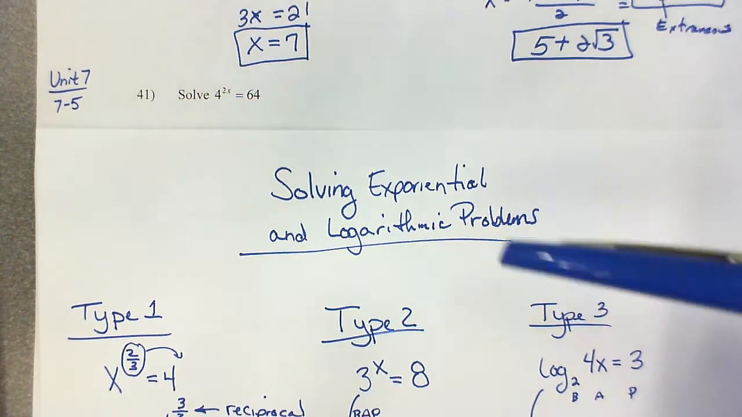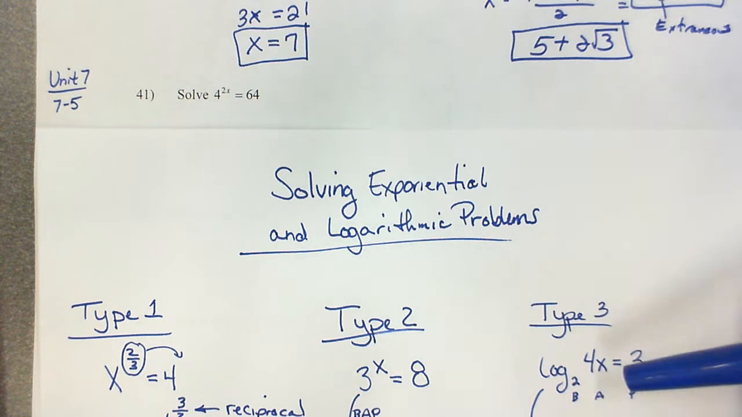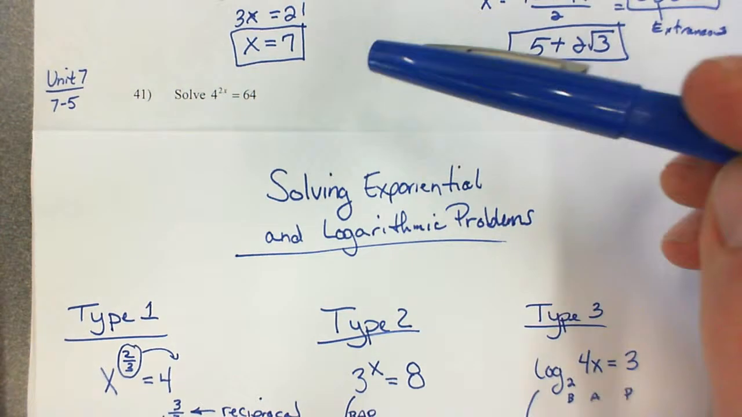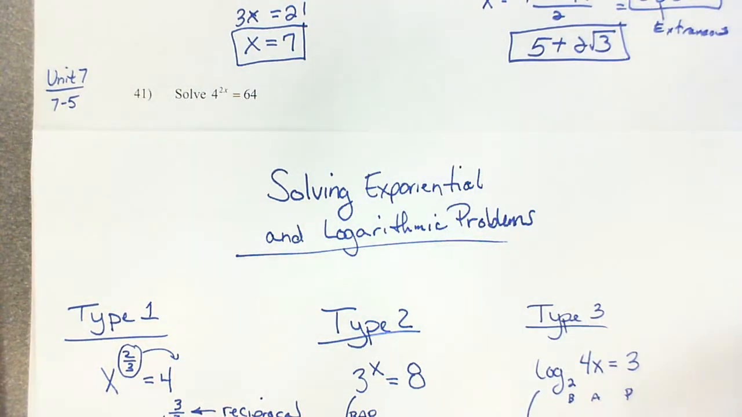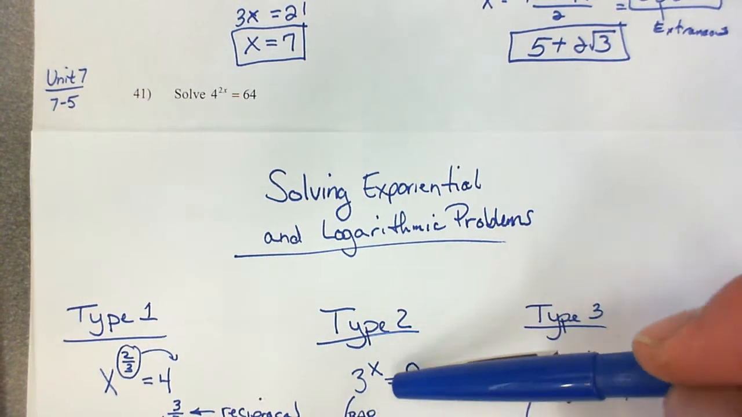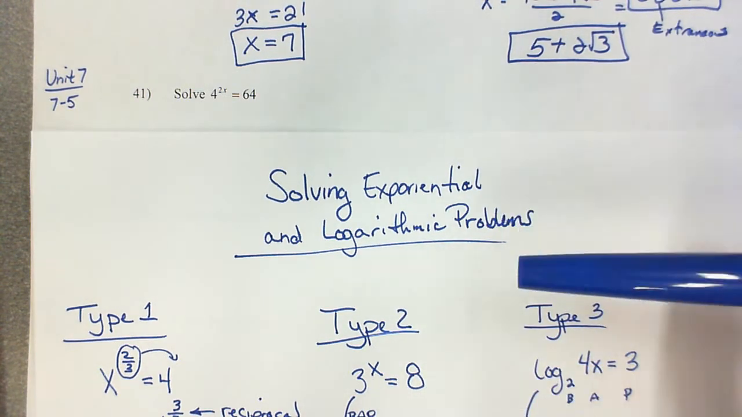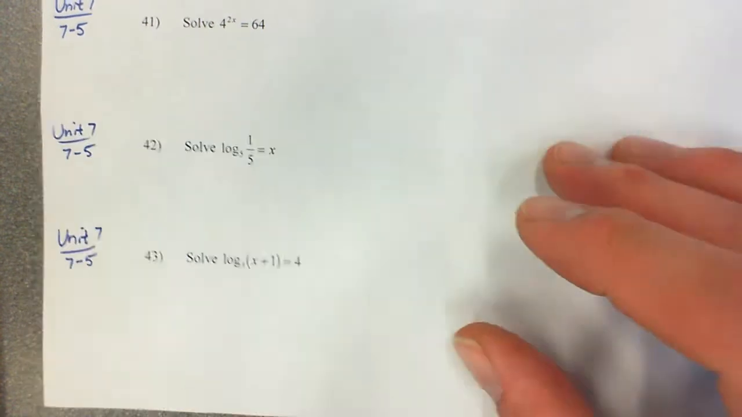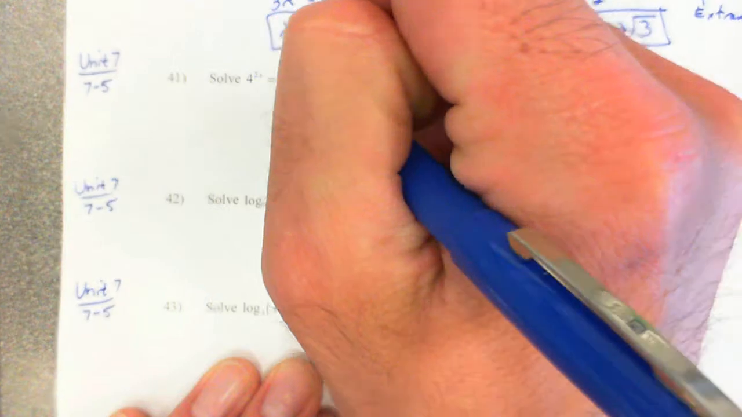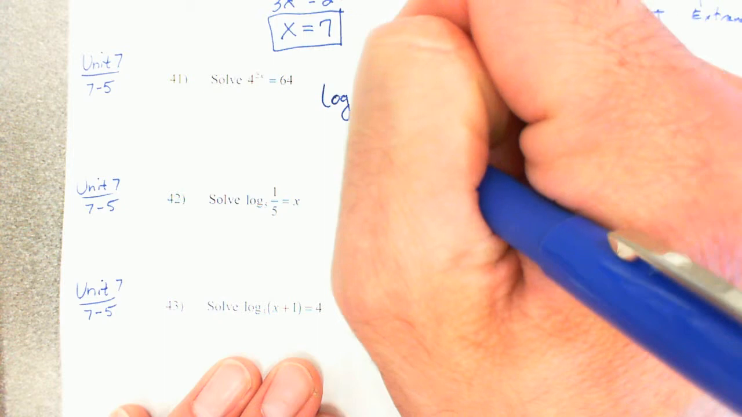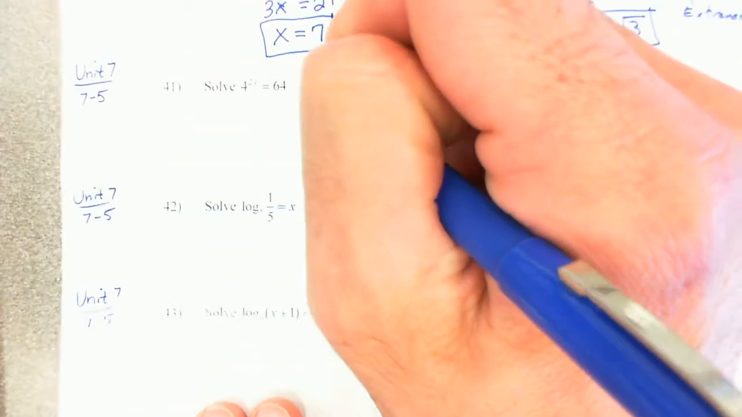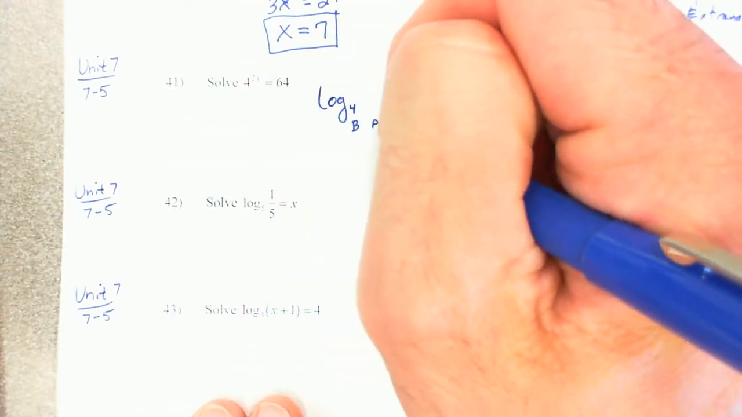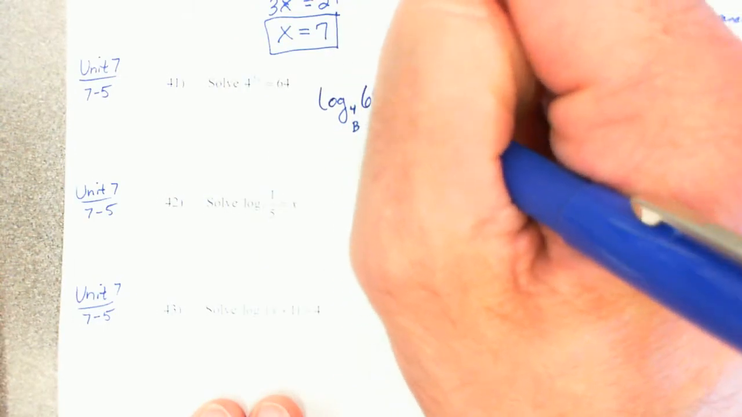Does this one, 4 to the 2x equals 64, look like a type 1, type 2, or type 3 problem? Well, we've got a number to a power that has a variable in it. The power has the variable, so it looks like a type 2. If it's a type 2, that means we're going to BAP it. We're going to switch it to log form. So let's do that. We're going to write this as log. Remember, we're going to have our base, our answer, then our power. So our base is 4, that's a little subscript. Our answer is 64, equals our power, which is 2x.